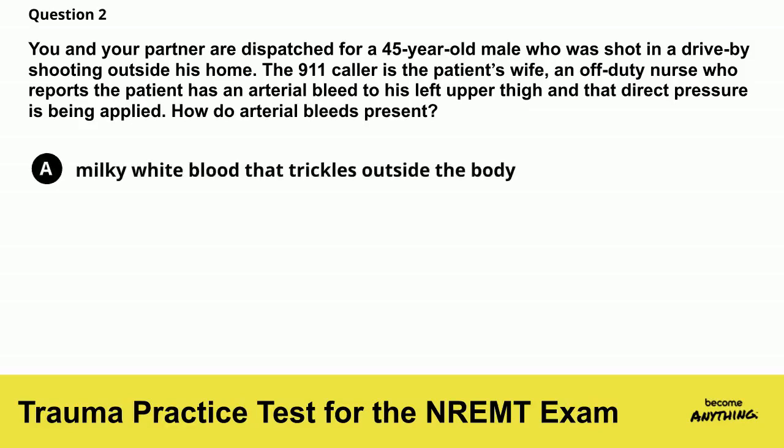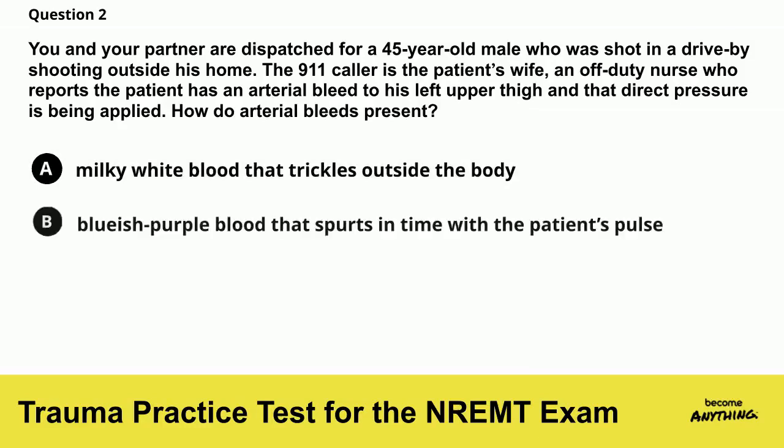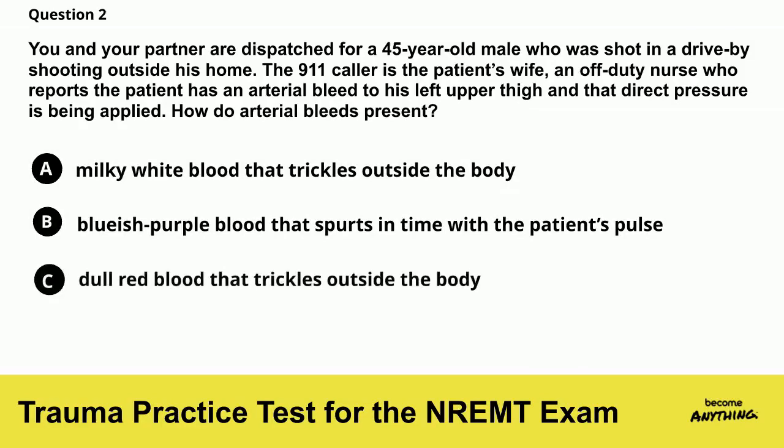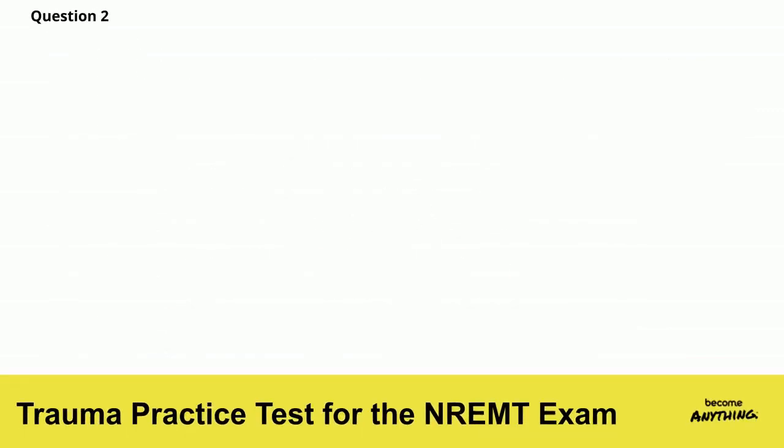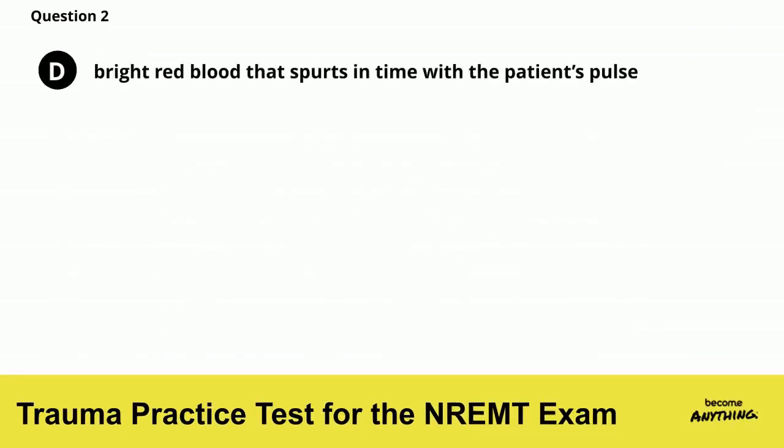A. Milky white blood that trickles outside the body. B. Bluish-purple blood that spurts in time with the patient's pulse. C. Dull red blood that trickles outside the body. D. Bright red blood that spurts in time with the patient's pulse. The correct answer is D. Bright red blood that spurts in time with the patient's pulse.